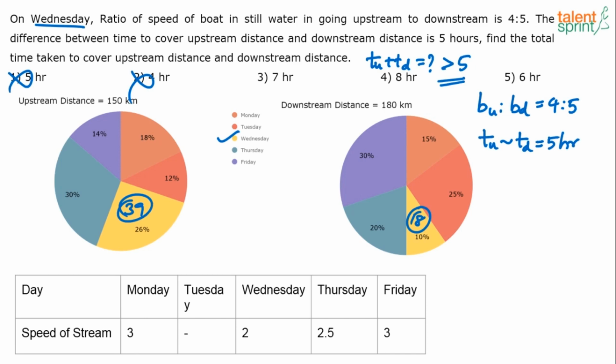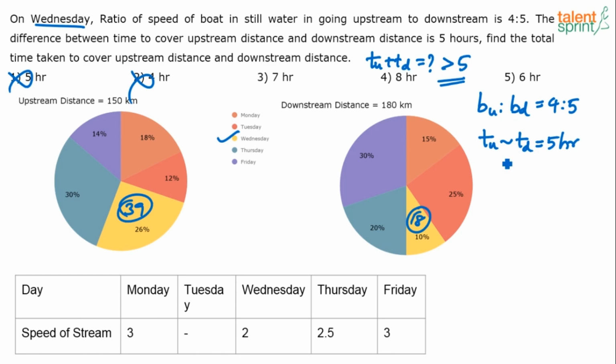All we have to do now is do the complete solution to get the remaining answer, the correct answer. So how do we solve this question? Substitute. Upstream time minus downstream time equals 5. This is the only equation we have.